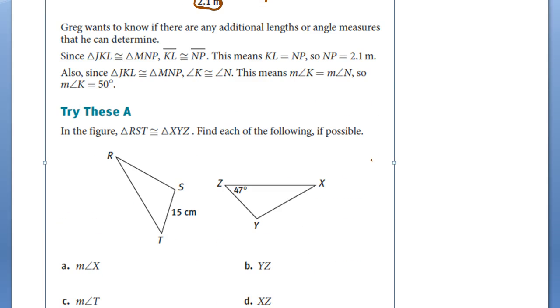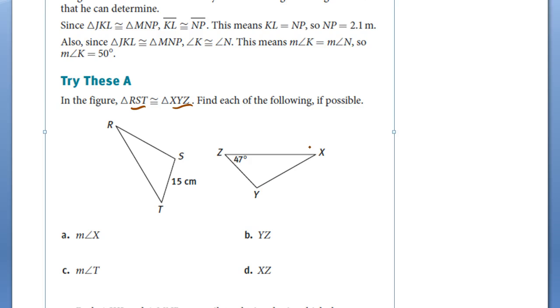Here are some try these. In the figure, triangle RST is congruent to triangle XYZ. Again, pay attention to the order of those letters because they tell you what corner of the triangle corresponds to what corner over there. Find each of the following if possible.